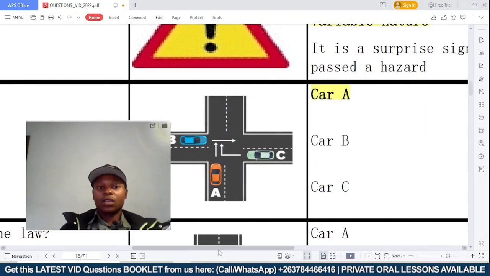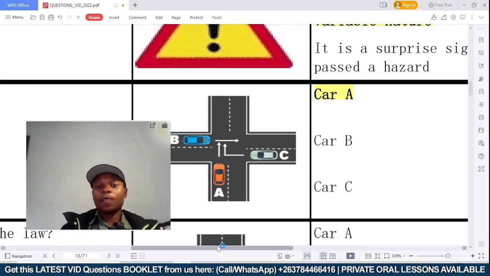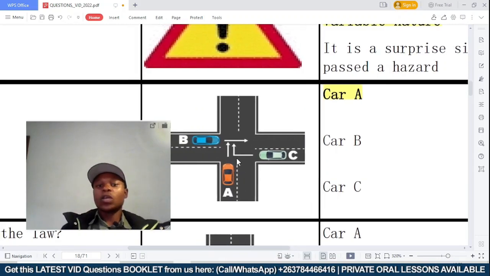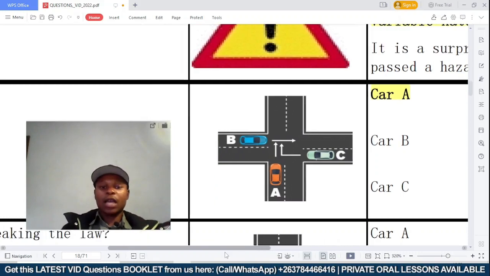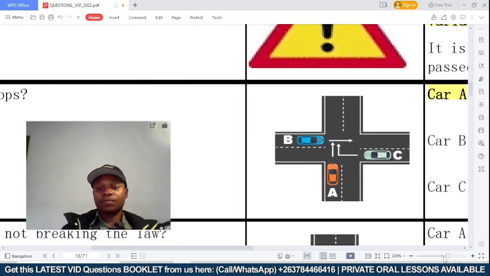So I hope I have explained that. Remember, car C has nothing on its right, so it will move to the center, but it cannot turn right in front of oncoming car B. So car B has to cross the intersection first, and car C has to move on after car B, and the last car to go is car A. So the car that will stop here is car A. Now moving on to the next question.